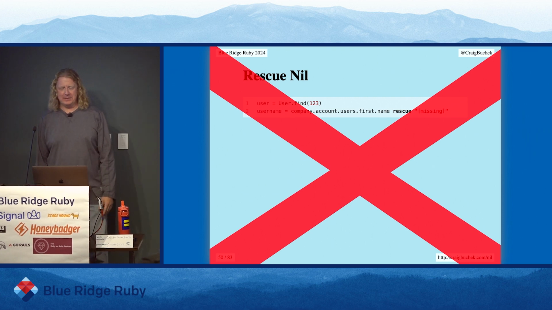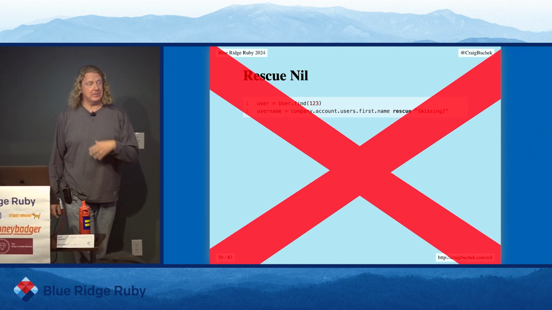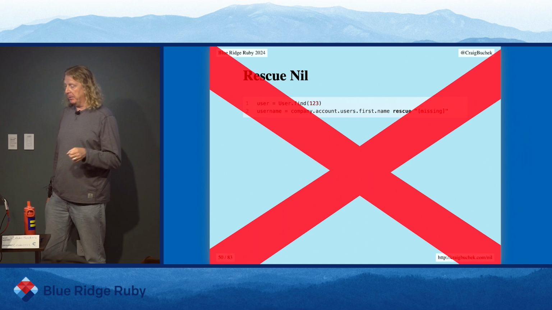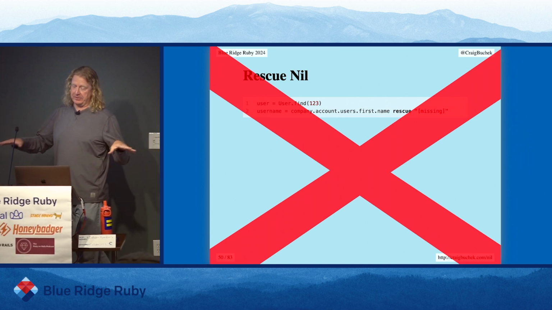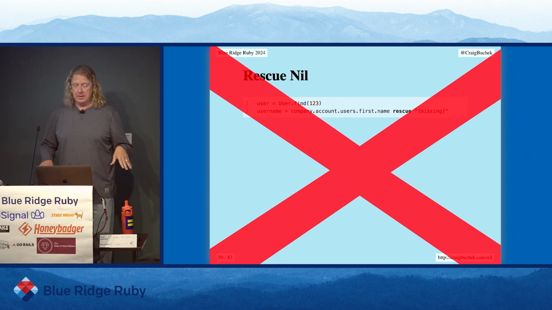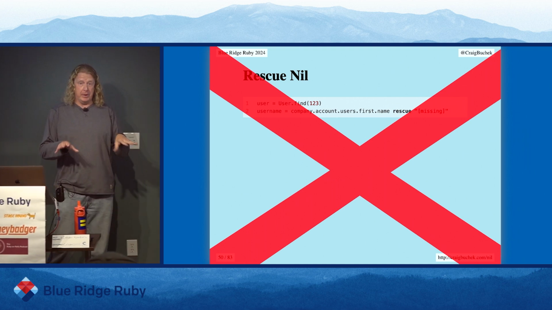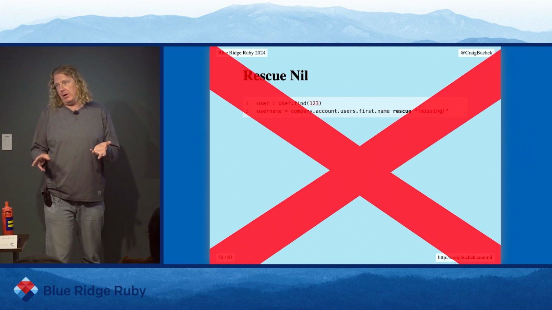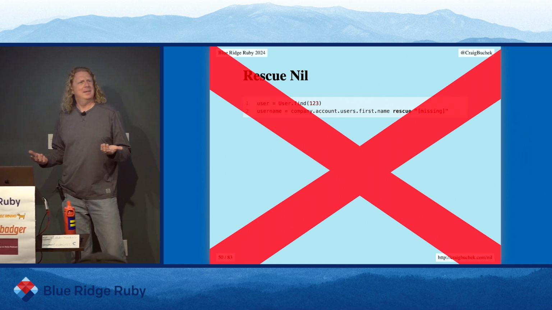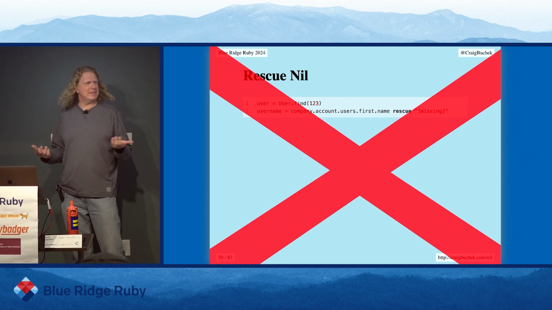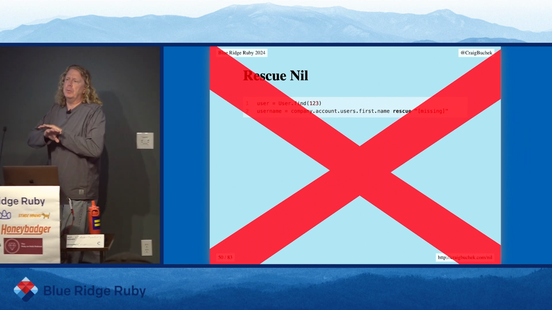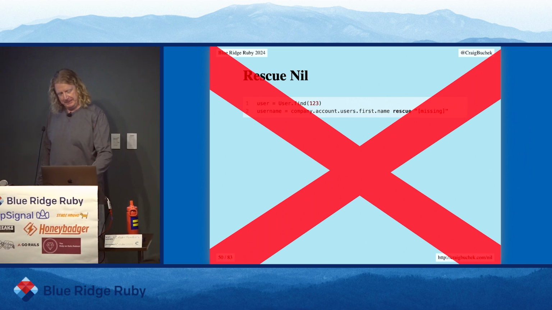Don't do this. This will rescue any exception, not just the no method error. And the problem with that is you should never rescue an exception you aren't expecting, because you'll end up hiding bugs from yourself, hiding exceptions from yourself, and then you're like, what is going on? Why is this happening? You'll have hours of fun, I guarantee you.